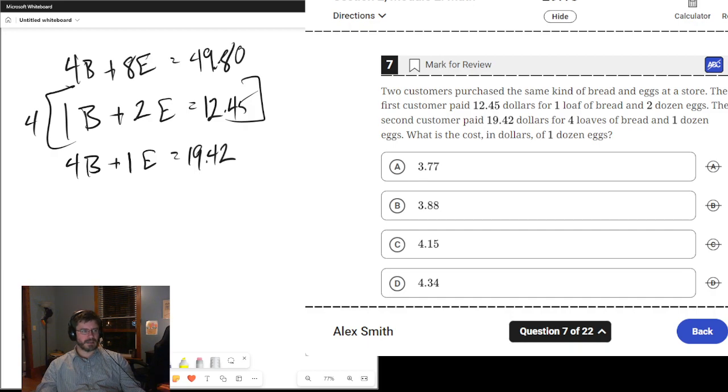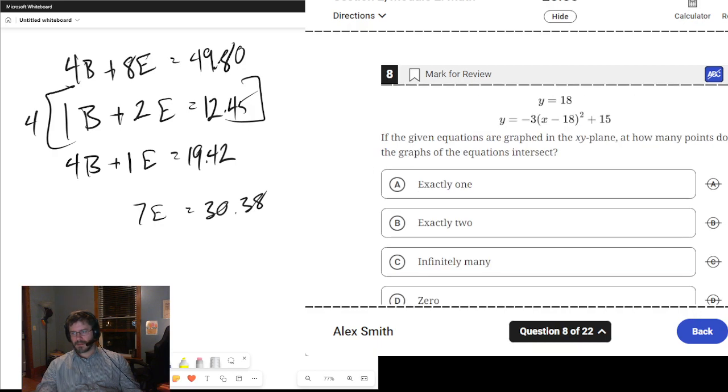Subtract 1942, we get 3038. So 7e equals 3038. Divided by 7 is 434. All right. Y equals 18, just plug it in.